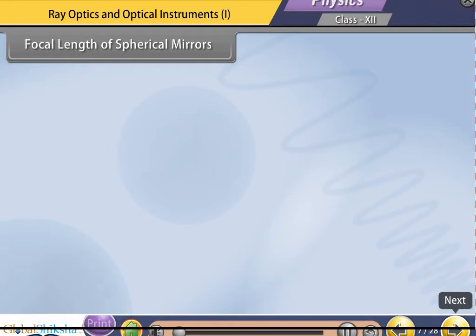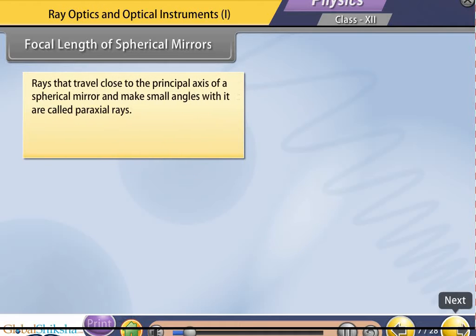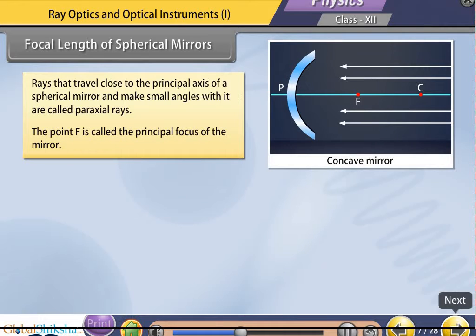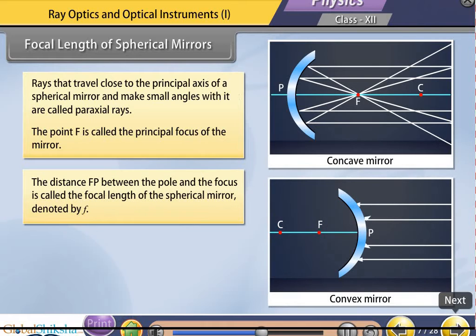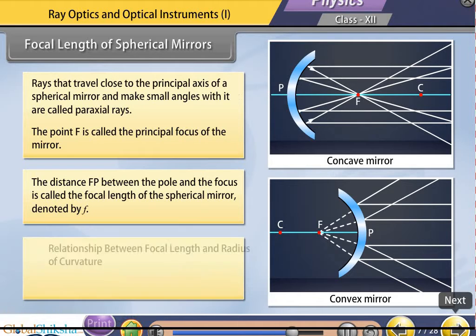Focal length of spherical mirrors. Rays that travel close to the principal axis of a spherical mirror and make small angles with it are called paraxial rays. The point F is called the principal focus of the mirror. The distance FP between the pole and the focus is called the focal length of the spherical mirror, denoted by f. Relationship between focal length and radius of curvature: f is equal to R by 2.